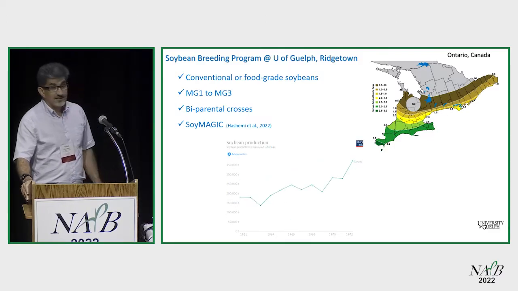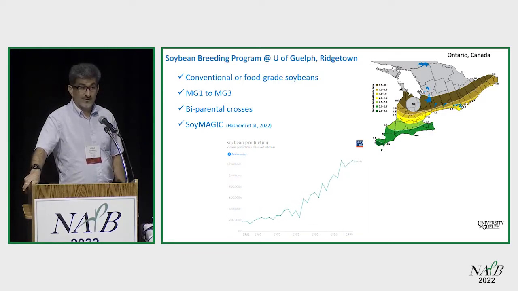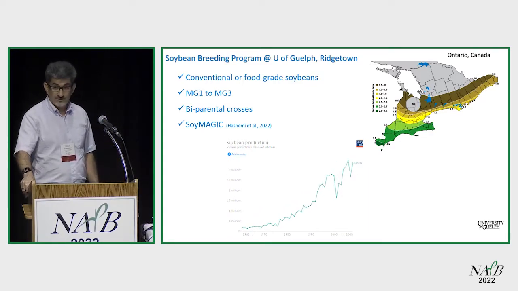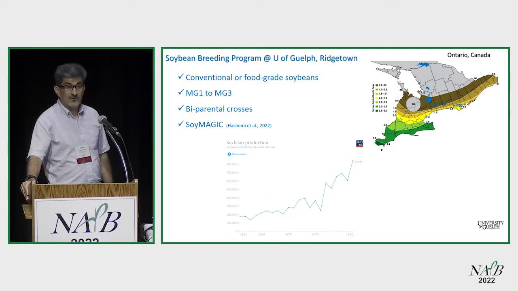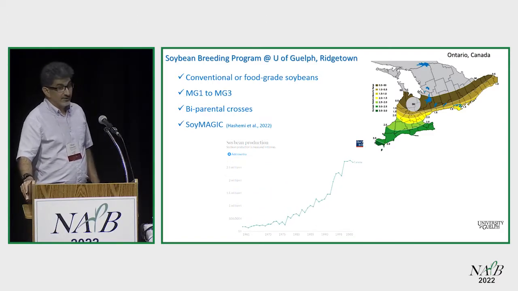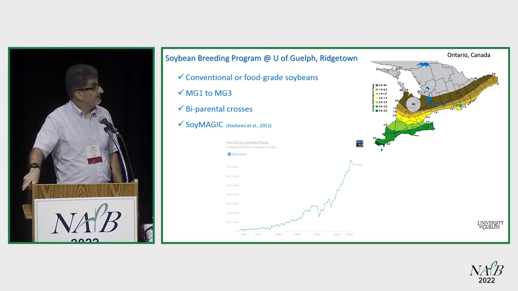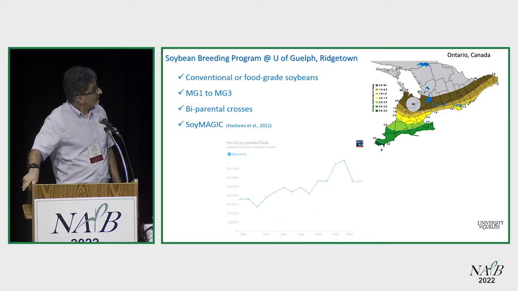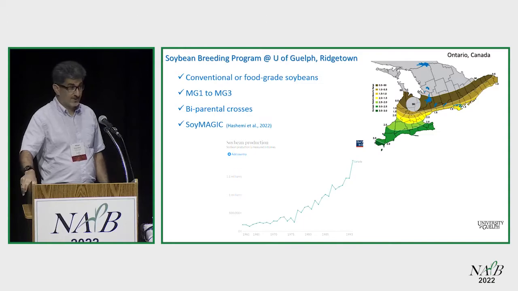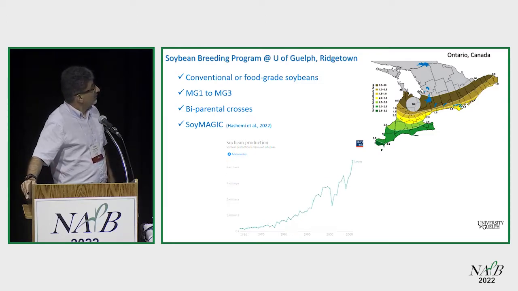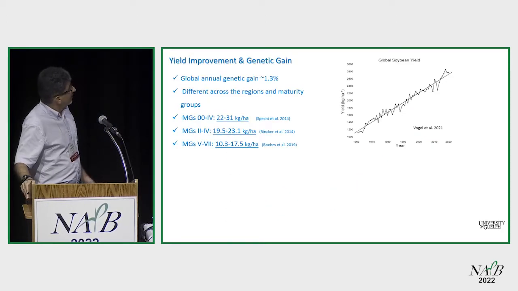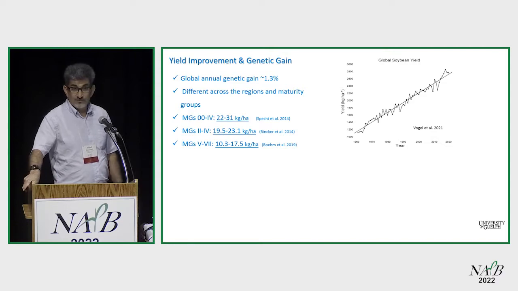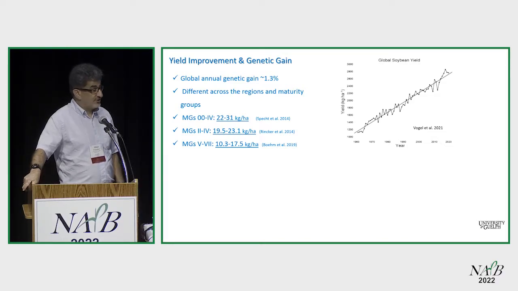Canada is the 7th largest soybean producer in the world, with just over 7 million tons of soybean production, and Ontario is the largest province for soybean, producing about 50% of it. The goal in Canada is to reach 10 million tons by 2028. One way for us to do that is to improve the yield and genetic gain.